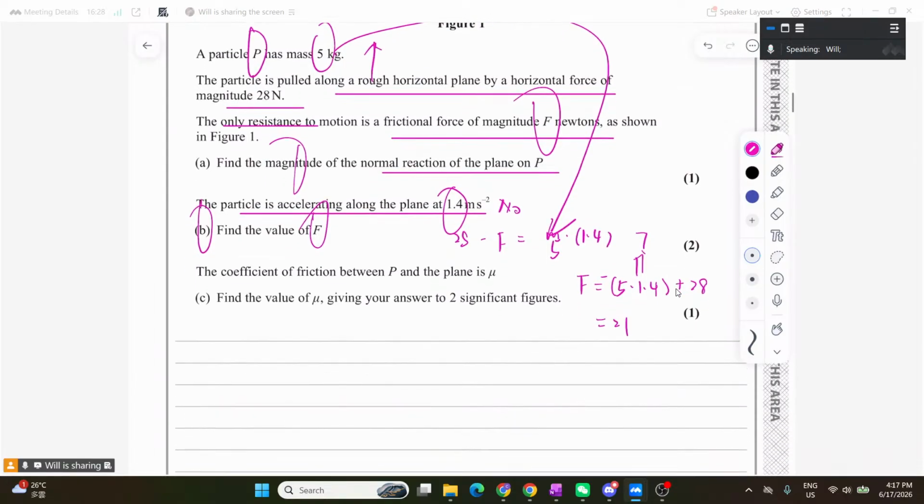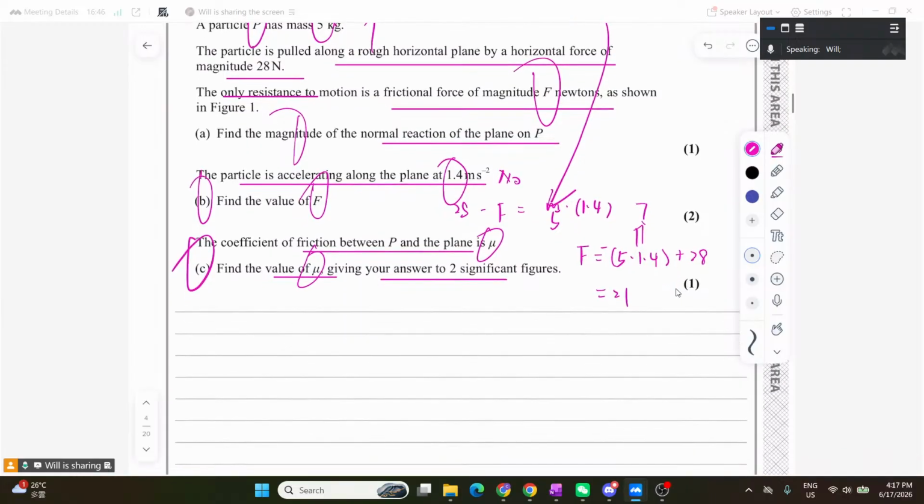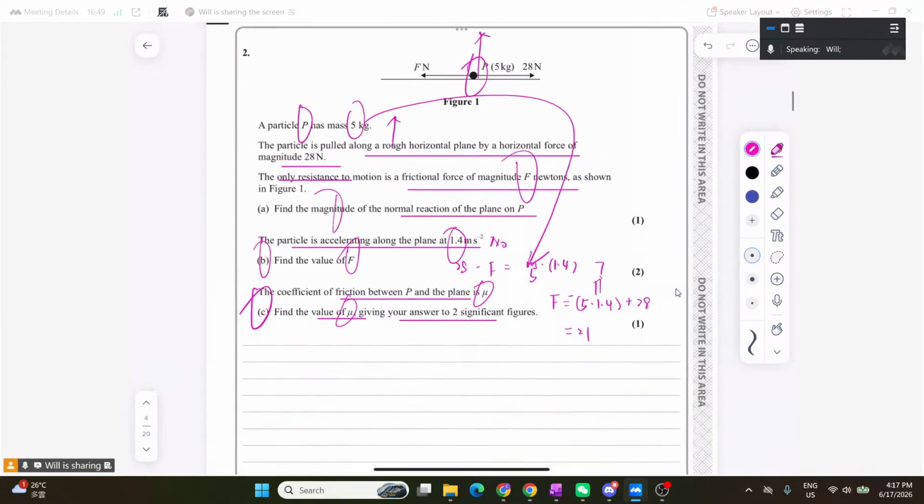And the next question is C. The coefficient of friction between P and the plane is mu. Find the value of mu, giving your answer to the required accuracy. Find the mu. Think about how to find the friction.